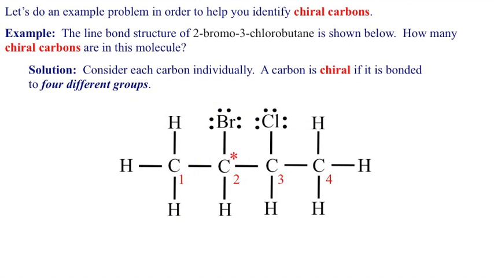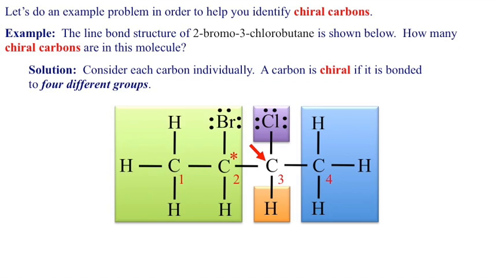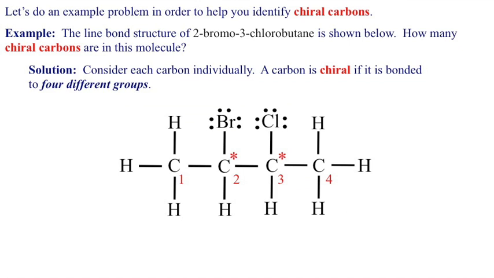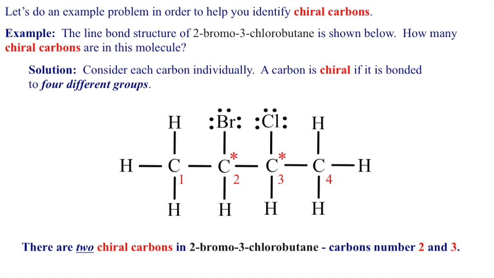So far we have 1, carbon 2. Carbon number 3 is chiral. It's bonded to 4 different groups. I've highlighted the 4 different groups. Carbon number 4 is not chiral. 3 of the groups are the same. There's 3 hydrogens. So there are 2 chiral carbons in 2-bromo-3-chlorobutane, carbons number 2 and 3.